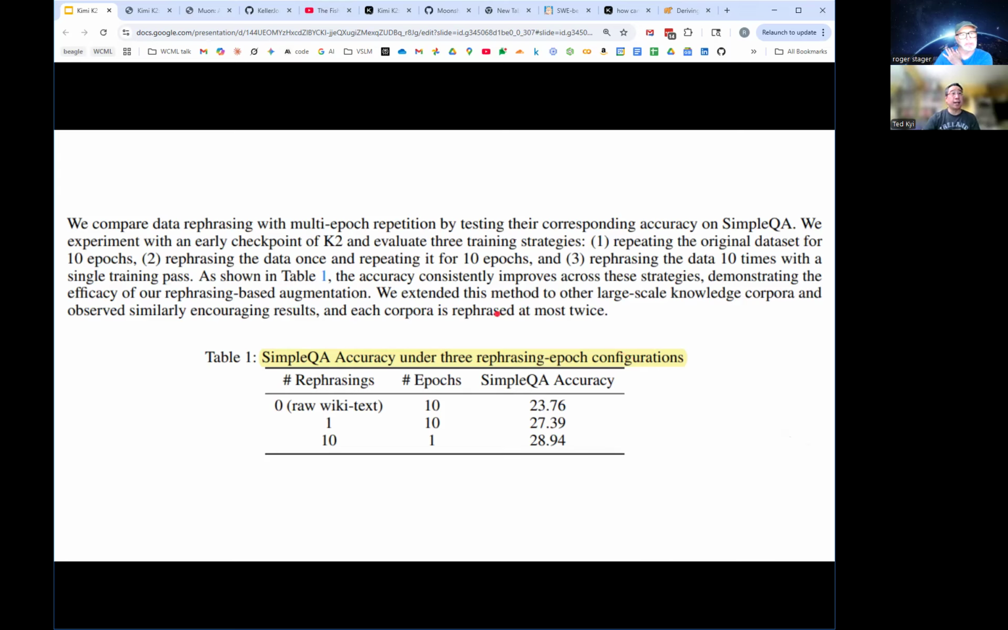Yeah, that last sentence there: each corpora is rephrased at most twice. Oh, huh. I didn't notice that. I picked up on these 10x ones. I didn't realize that. So they found the trend was solid, but then they were conservative and didn't even do it.